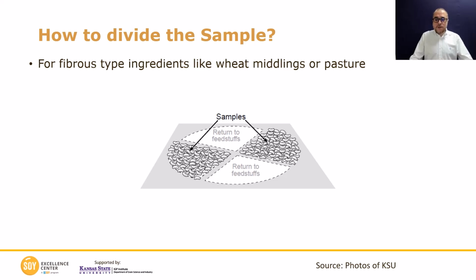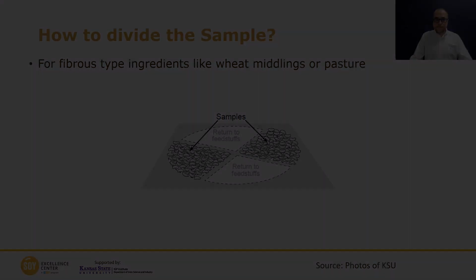You divide that circle in 4, like cutting a pizza, and then you take 2 of them away and you keep the 2 that are left, you mix them back again, and so on. You make circles with what is left all the way until you get to the right size of half sample that you need for doing the type of analysis that you're doing.